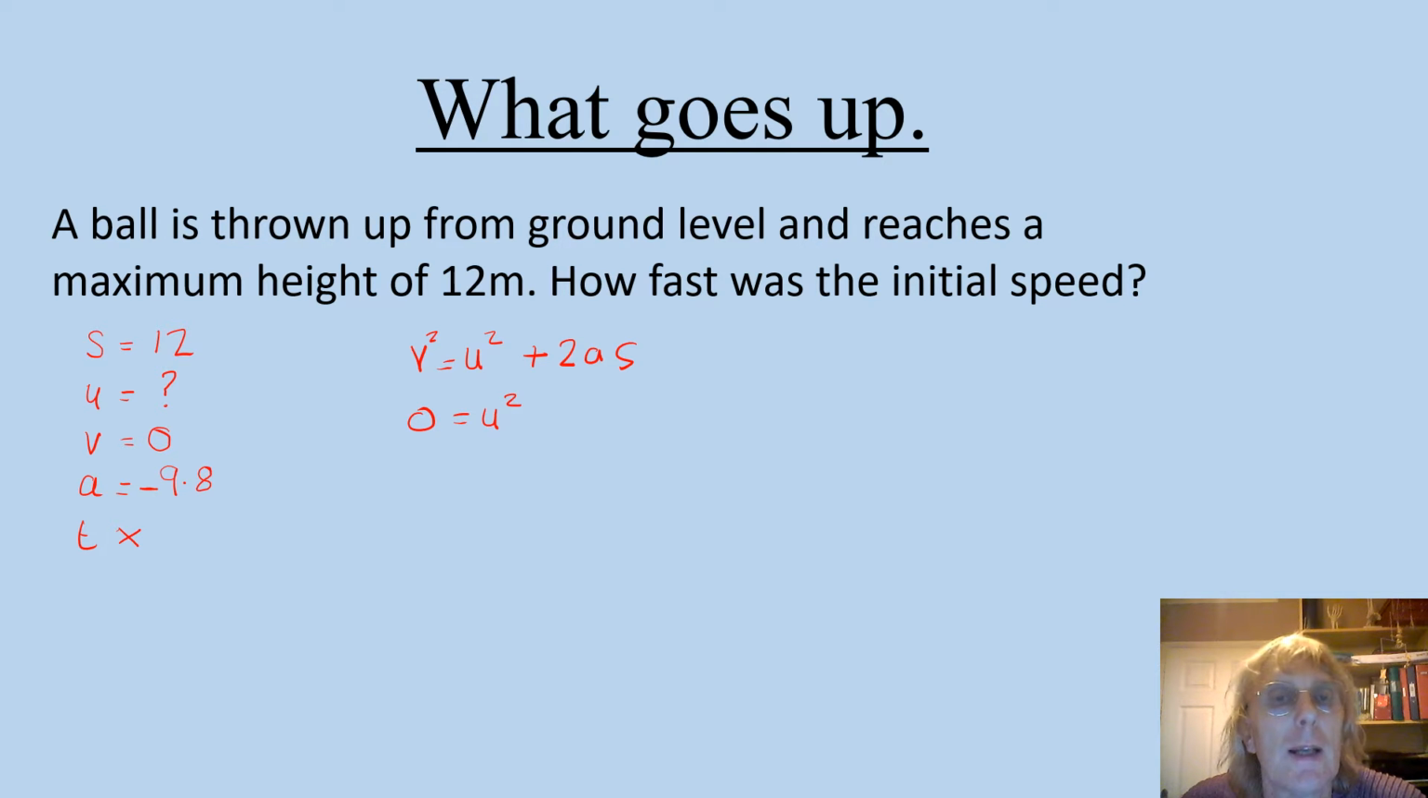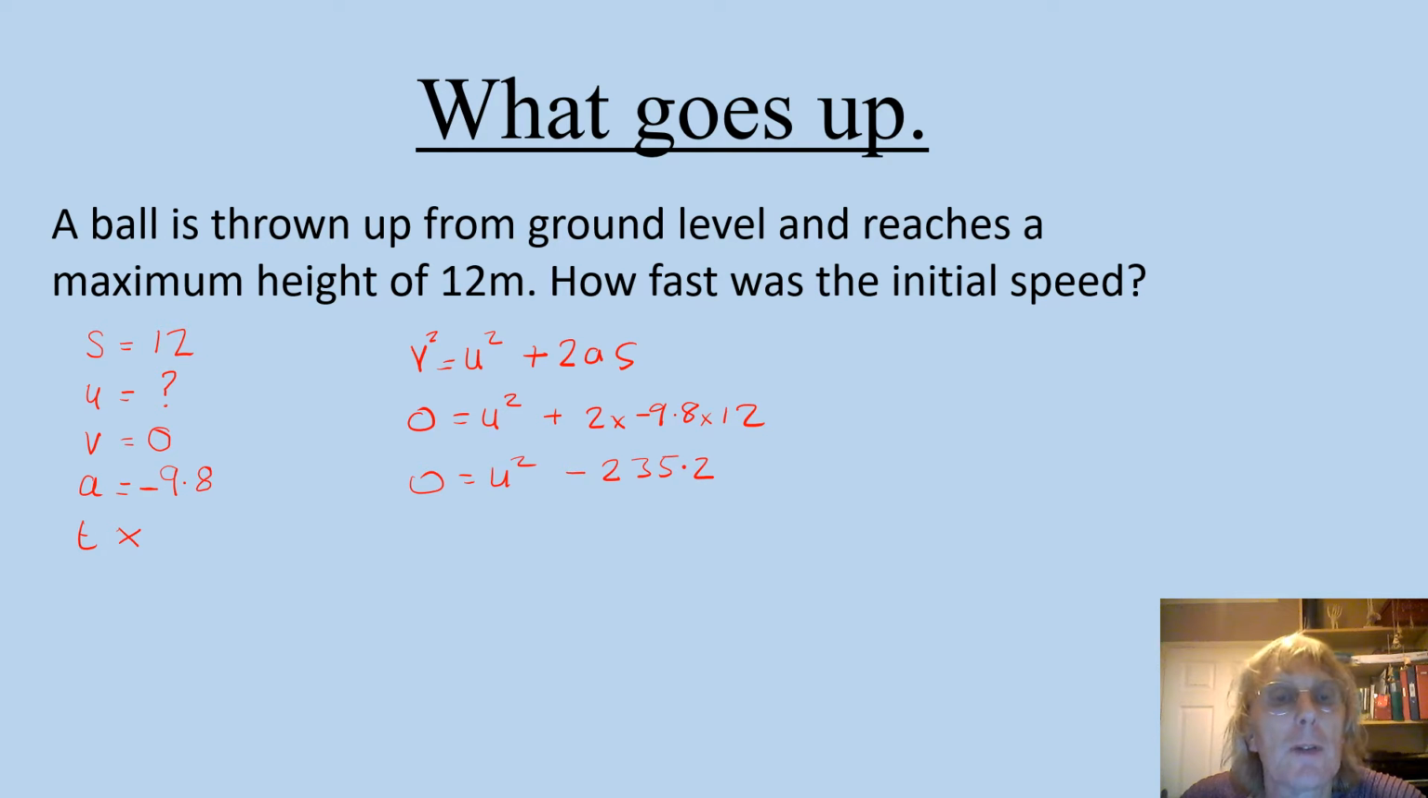plus 2AS, well, it's going to be 2 times minus 9.8 times 12. So we're going to have 0 equals U squared, and this all works out to be minus 235.2.